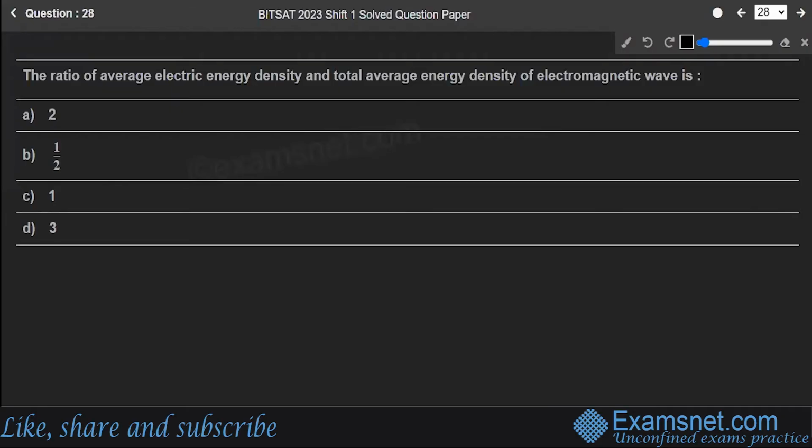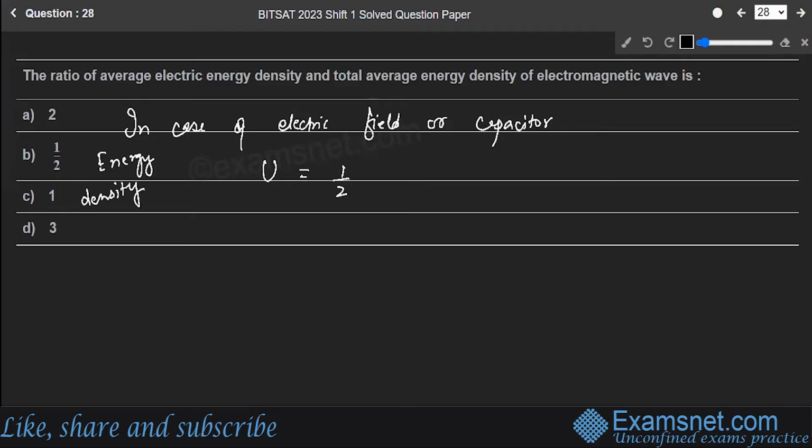The ratio of average electric energy density and the total average energy density of an electromagnetic wave is. See, magnetic and electric fields can also store energy. In case of electric field or capacitor, the energy density formula is given by U is equal to half. This is the energy density formula.